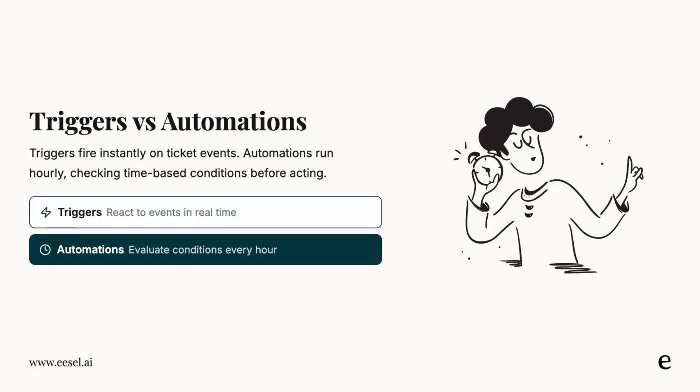Triggers fire instantly when something happens to a ticket, like a status change. Automations are different. They run on a schedule, checking time-based conditions every single hour.